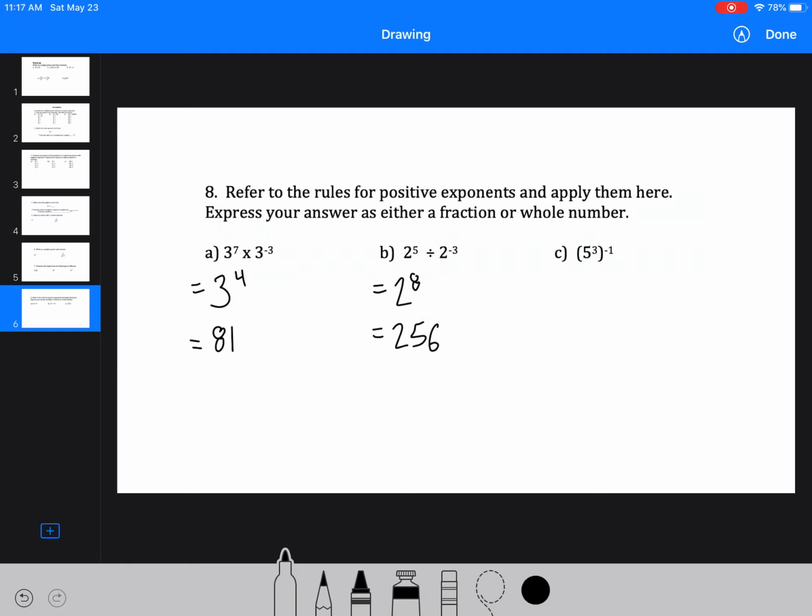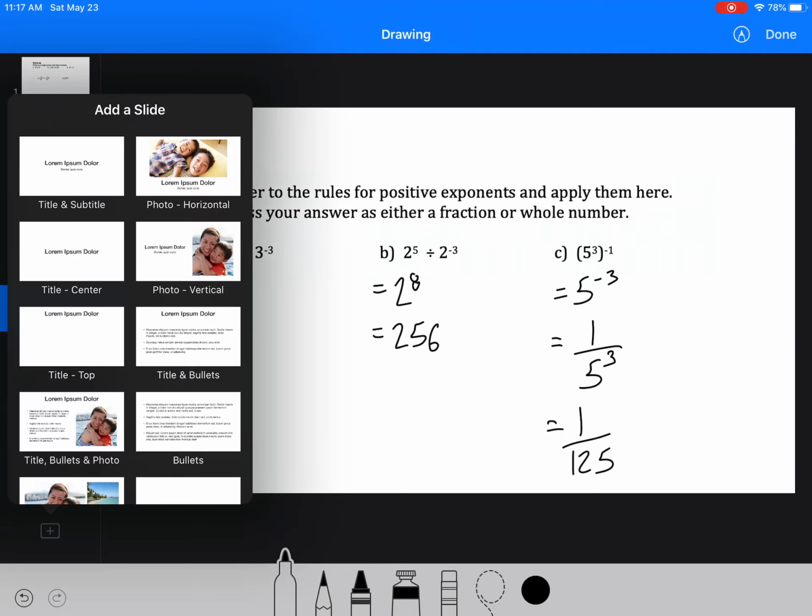Then last but not least, this one is going to look at what we did today as well. We have a power of a power. Well, we have to multiply our exponents first. So we get negative 3, and now we've got a negative exponent, so now we need to make it positive by switching the side that it's on, and then we evaluate. Whoops. 1 over 125.